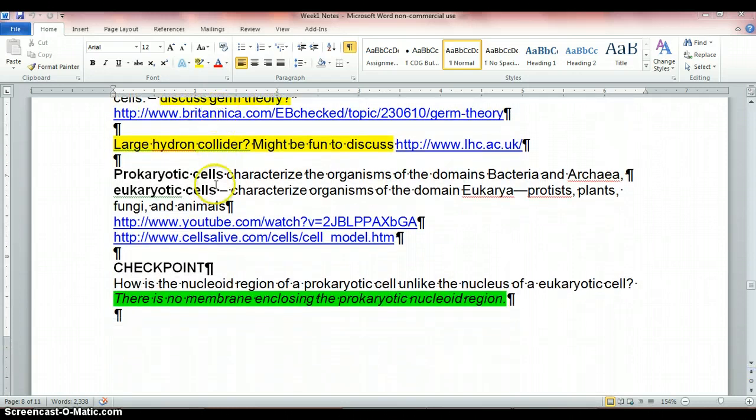Okay, so now prokaryotic cells. These are cells that are characterized as organisms that are bacteria and archaea. So basically little one-celled critters running around. Eukaryotic cells are things like protists, plants, fungus, and animals. So in general, I think of prokaryotic as a little more simplistic. They're going to have smaller DNA, if they have DNA, than our eukaryotic cells, which is what we're made of.